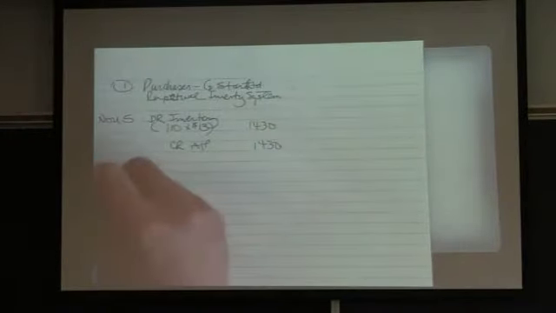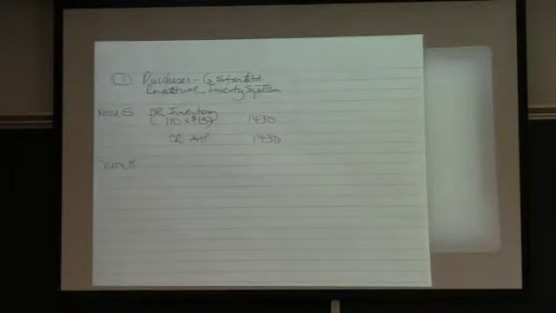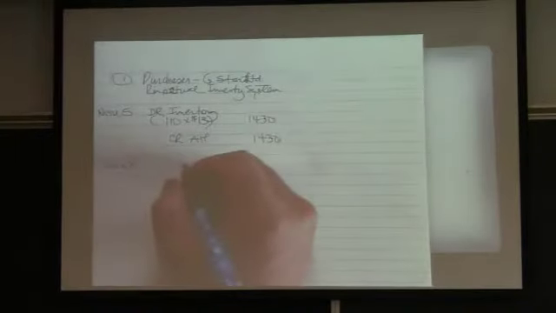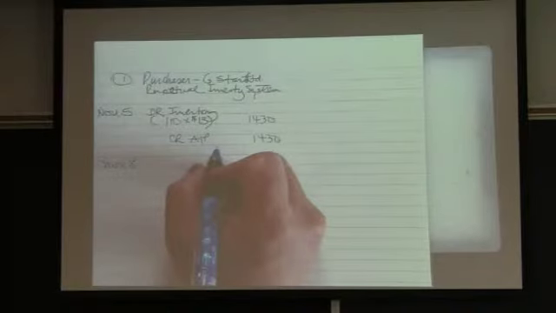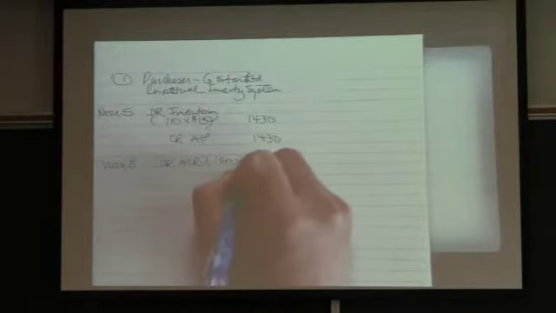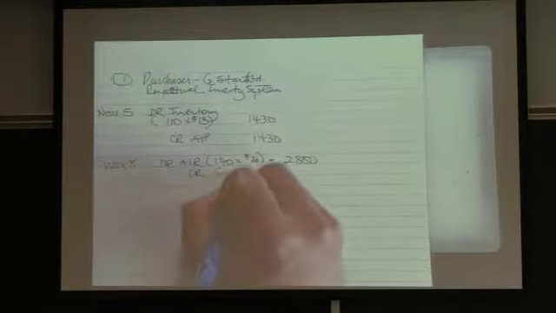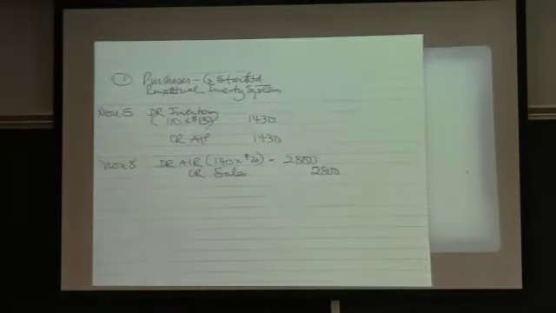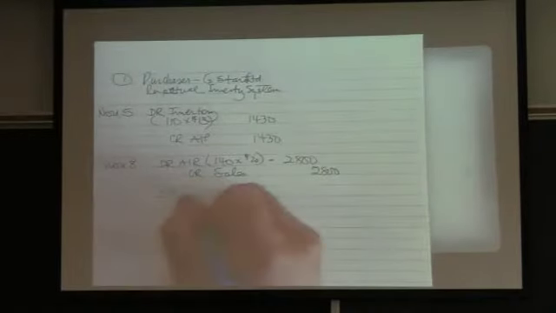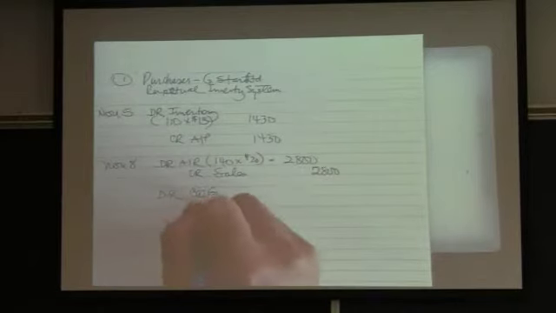On November the 8th, we had a sale for 140 units. So we're going to debit AR for 140 times $20 each, and we're going to credit sales or revenue. But under the perpetual inventory system, we need to record the cost of goods sold. So debit cost of goods sold, I'm going to short form COGS, and credit inventory.